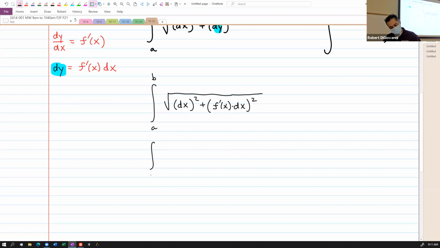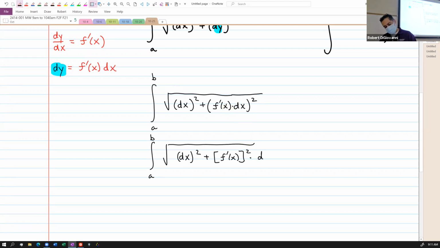Okay, so this will become the integral a to b square root of dx squared plus, I'm going to write it this way, it's the f prime of x, but I've got to square that. So I'm squaring the f prime, and then times the dx squared, like that.